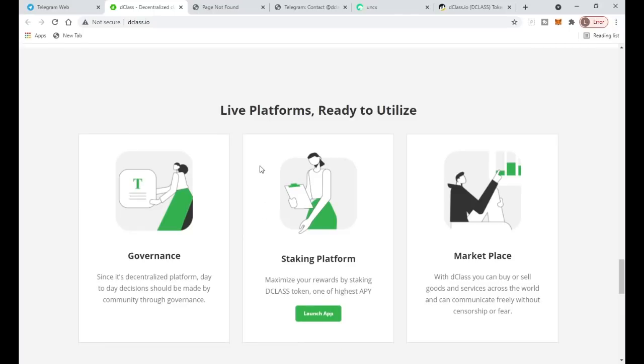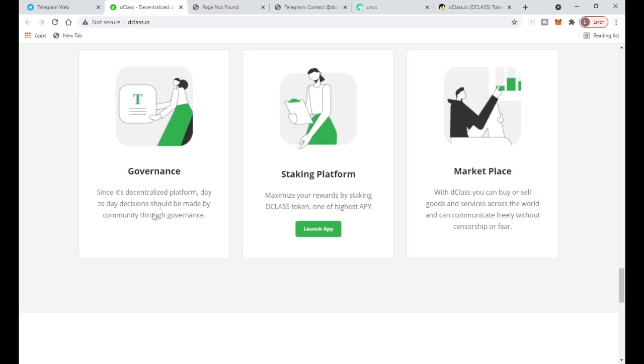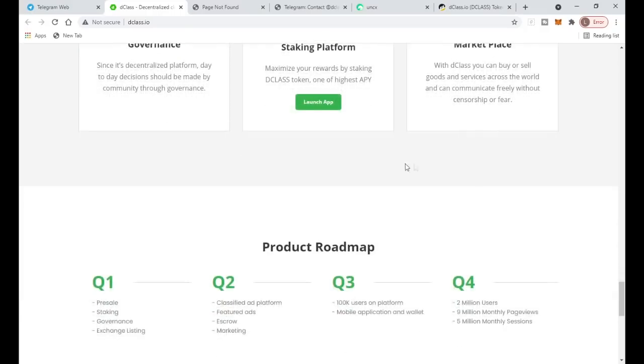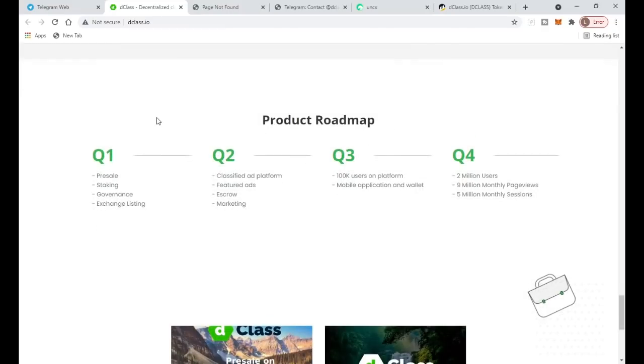Live platforms are ready to utilize. The governance, since it's a decentralized platform, day-to-day decisions should be made by the community through governance. Obviously, you know, the staking platform and the marketplace. Then you go down to the bottom to the roadmap. It's really, really good to see. We want to know what the future holds for this project.